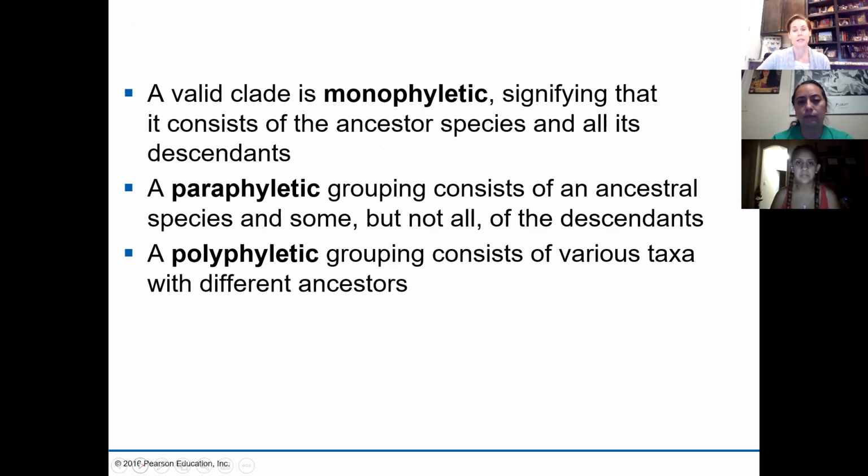Monophyletic means that it consists of the ancestor species and all of its descendants. Paraphyletic consists of an ancestral species and some, but not every single descendant. And polyphyletic has various taxa.